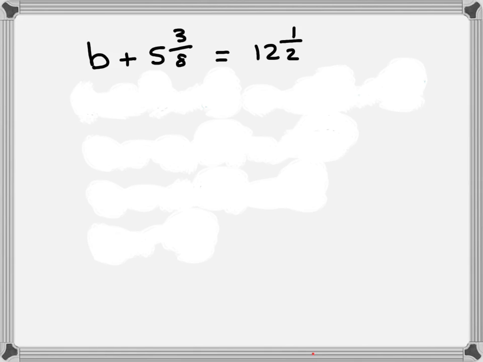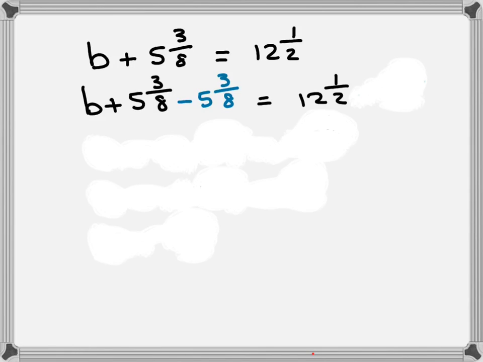Let's look at this first one. We have b plus 5 3/8 equals 12.5. The first thing we need to do is to isolate b by removing this. We're going to remove this by minusing it on this side and then again on the other side. So let's rewrite everything as it is and then remove 5 3/8 by minusing it on the left and then again on the right side of the equal sign. Now we can see 5 3/8 cancels 5 3/8 out, and we're simply going to solve this.